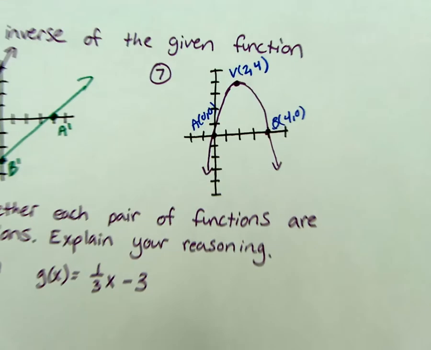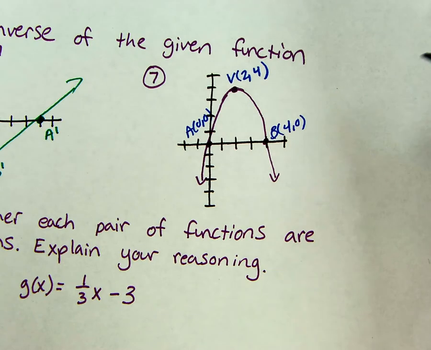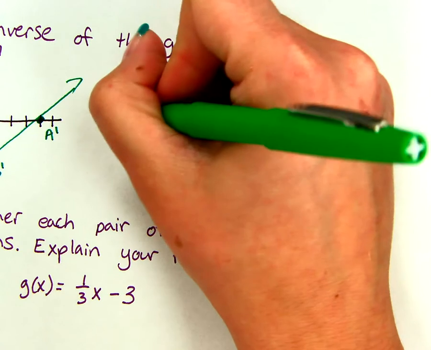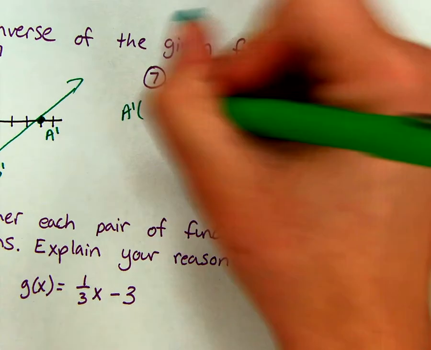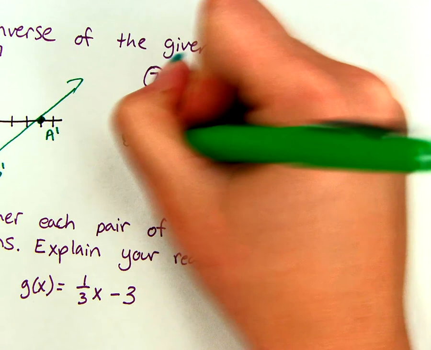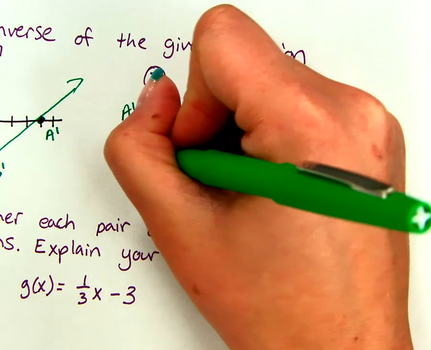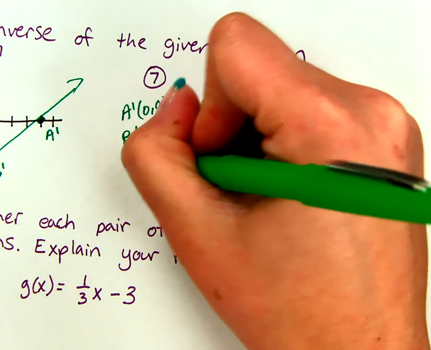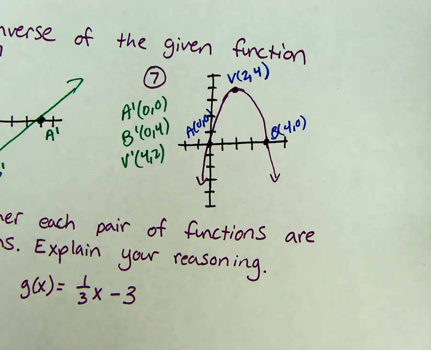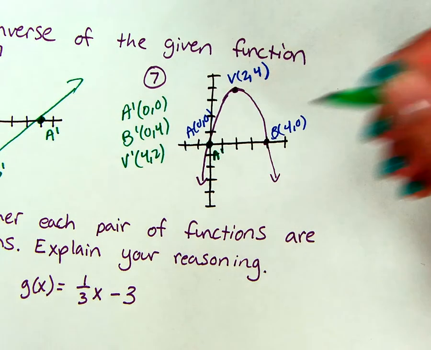Sorry, it's a little hard to read here. Let me zoom in. Okay, so now our A prime, I'm going to write off to the side here. A prime has to be at 0, 0, so we're just flipping it around. B prime is going to be at 0, 4, and then our vertex prime is going to be at 4, 2.